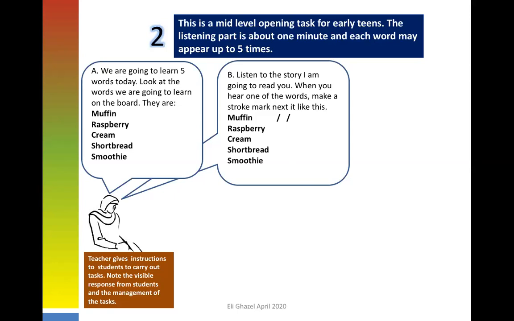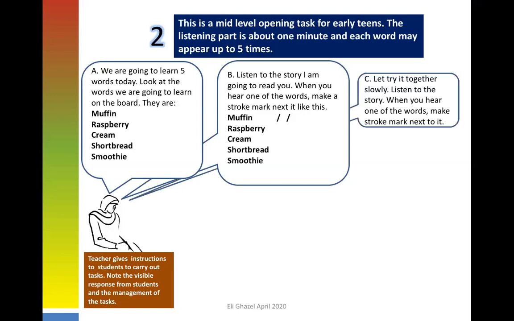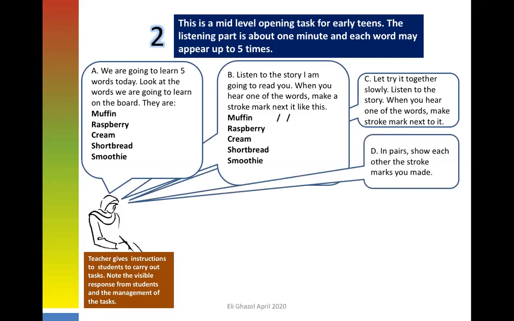And it doesn't have to follow the order, raspberry, cream, shortbread, and smoothie. It can be smoothies coming next, etc. Now, the reason we're doing this, again, you are hearing these words in the story, and the student is making a stroke mark next to each word on the small piece of paper that you gave him or her with these words. What is happening is that, let's look. What happened here? Let's try it together slowly, listen to the story, and make a stroke mark next to it. In pairs, show each other the stroke marks you made.